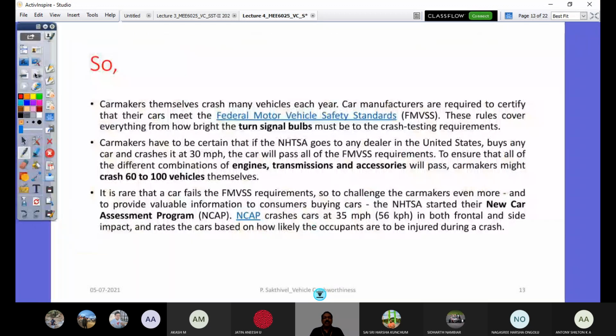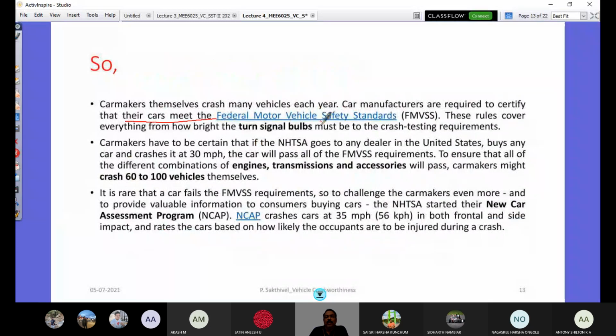So, car makers themselves crash many vehicles each year. Car manufacturers are required to certify that their cars meet the Federal Motor Vehicle Safety Standards. So, the frontal barrier test is 208. These rules cover everything from how bright the turn signal bulbs must be to the crash testing requirements, right? So every small aspect has to be passed.